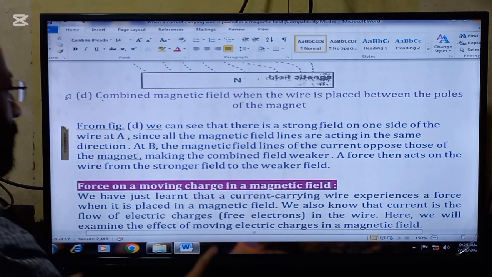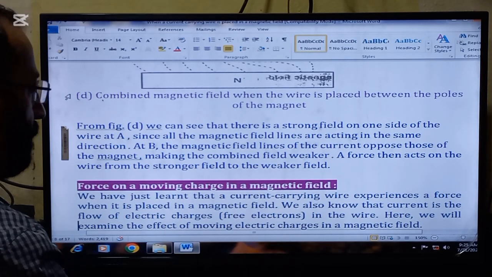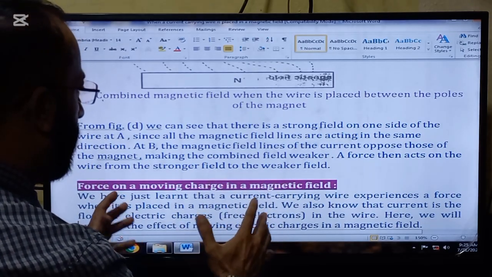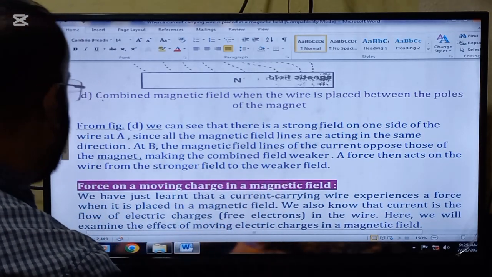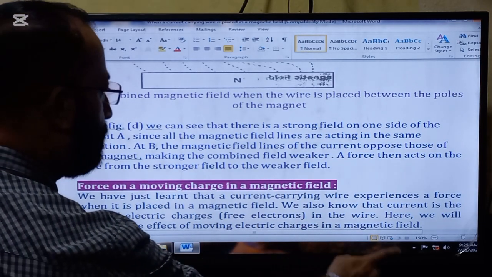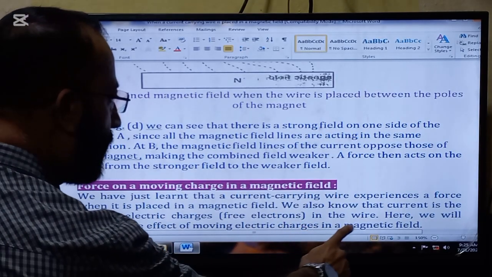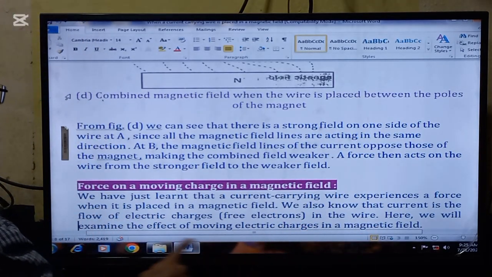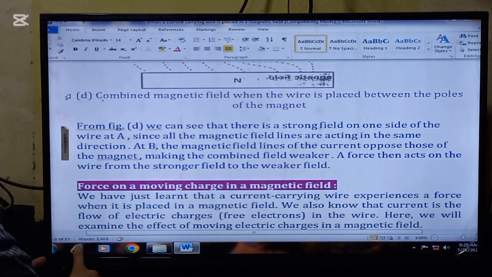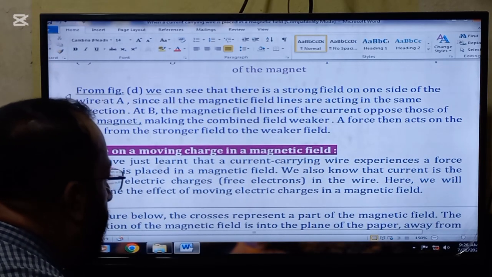Okay, the next thing that we are going to read in the lecture is force on a moving charge in a magnetic field. This is very easy now, because you have understood the lecture to a great extent. We have just learned that a current carrying wire experiences a force when it is placed in a magnetic field. We also know that the current is the flow of electric charges, free electrons, in the wire. Here we will examine the effect of moving electric charges in a magnetic field.